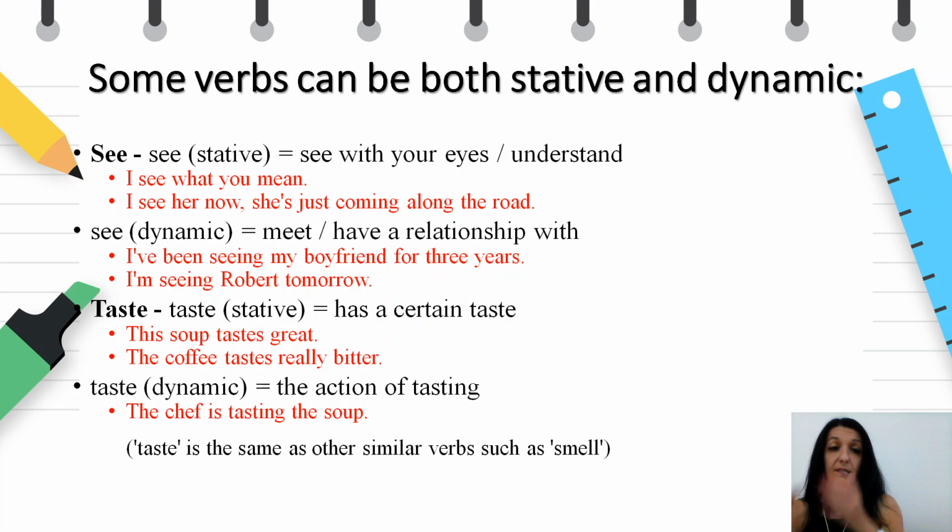Taste as a stative verb means has a certain taste. For example, this soup tastes great. The coffee tastes really bitter. And taste as dynamic is actually the action of tasting. The chef is tasting the soup. And the same goes for the verb smell.